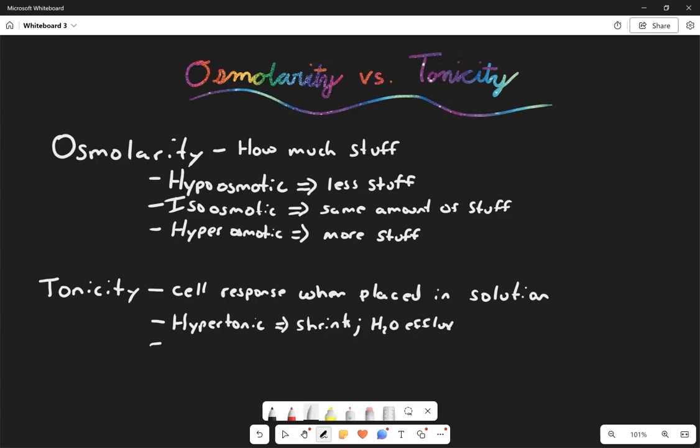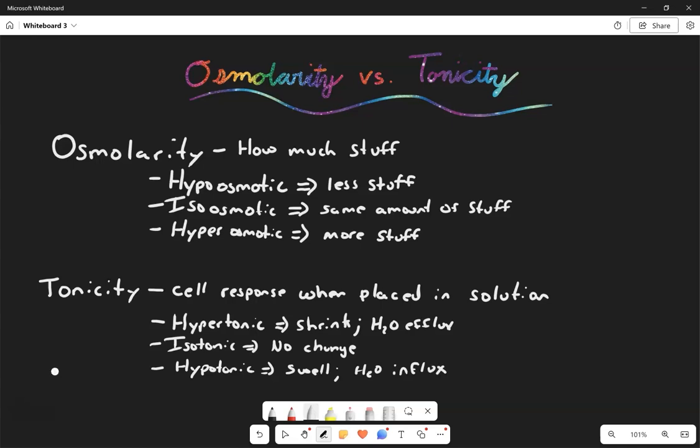Okay? We can have an isotonic solution. And that is no change in the cell due to no movement of water. Or we can have a hypotonic solution. And that's where the cell swells due to water influx, moves into the cell. Okay, so those are your three options.